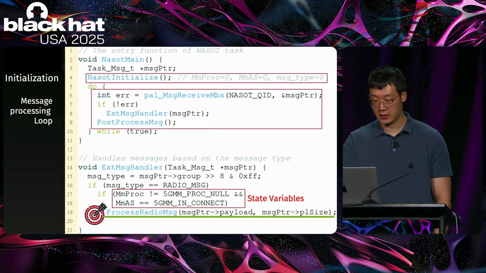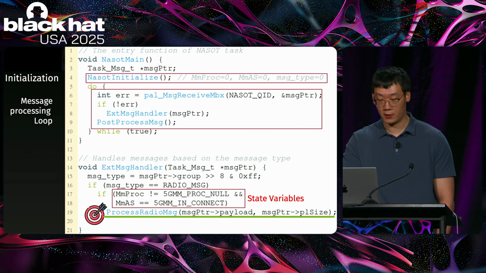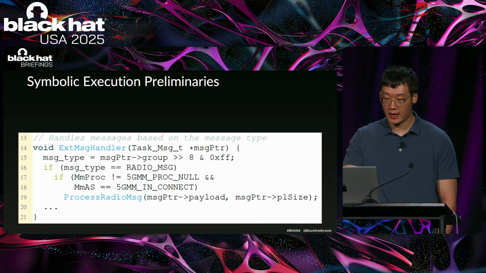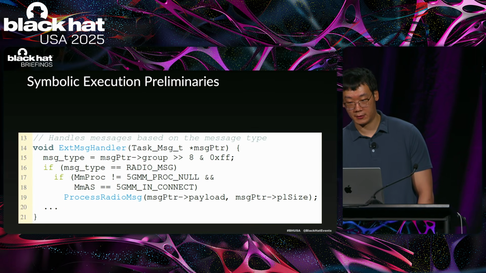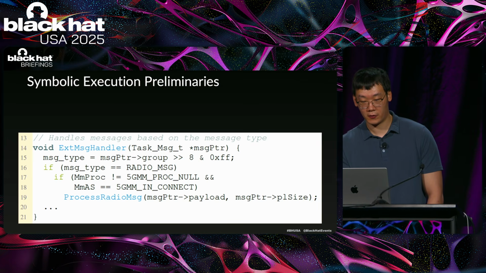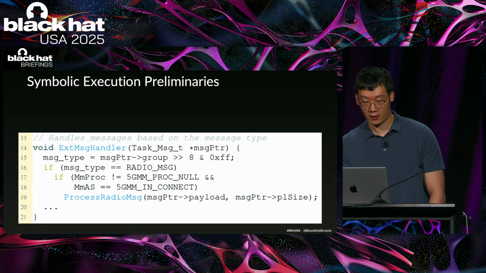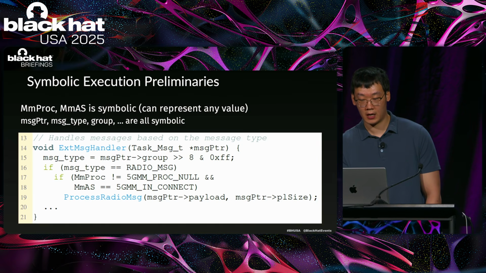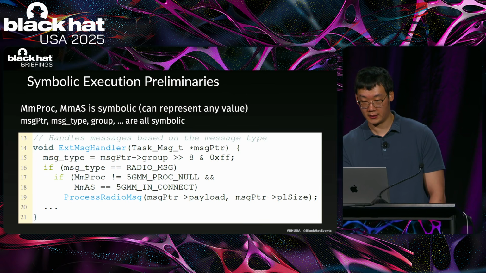In addition to this message being accepted, there will be many more state variables controlling how the message is processed and sent down different paths. In total, there will be hundreds of state variables just for the NAS task. And actually, symbolic execution is designed to perform such tasks. So I'll first give a simple preliminary on how symbolic execution works, for people who aren't familiar with the concept. In symbolic execution, all variables are considered symbolic values, which means they can represent all possible values within their range. But let's just focus on the two state variables for this example.